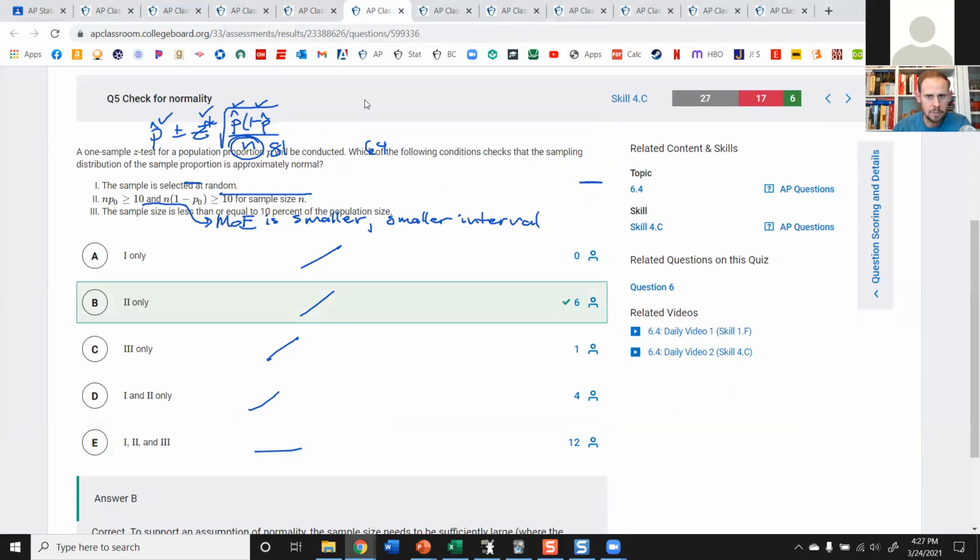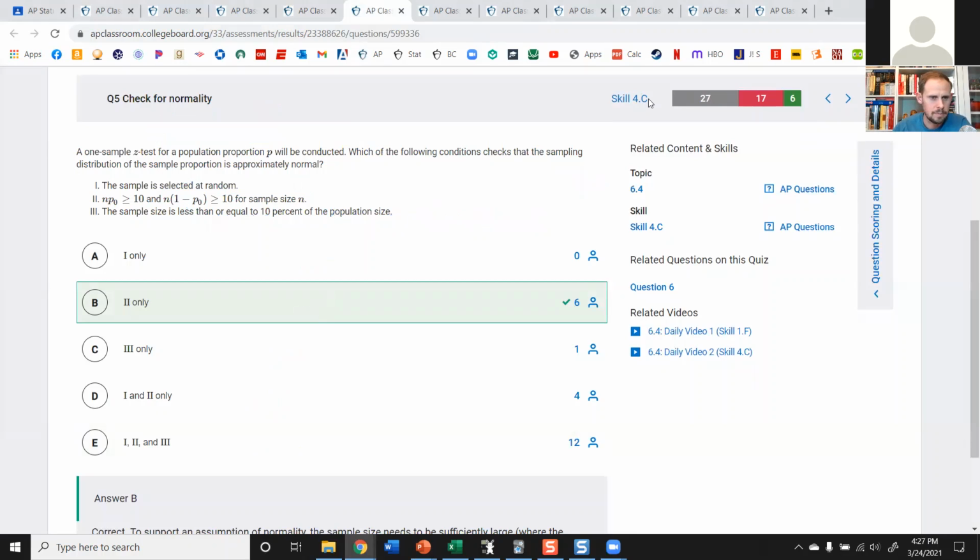And they do come in handy on these multiple choice questions. All right, next one. A one sample Z test for a population proportion P will be conducted. Which of the following condition checks that the sampling distribution of the sample proportion is approximately normal?